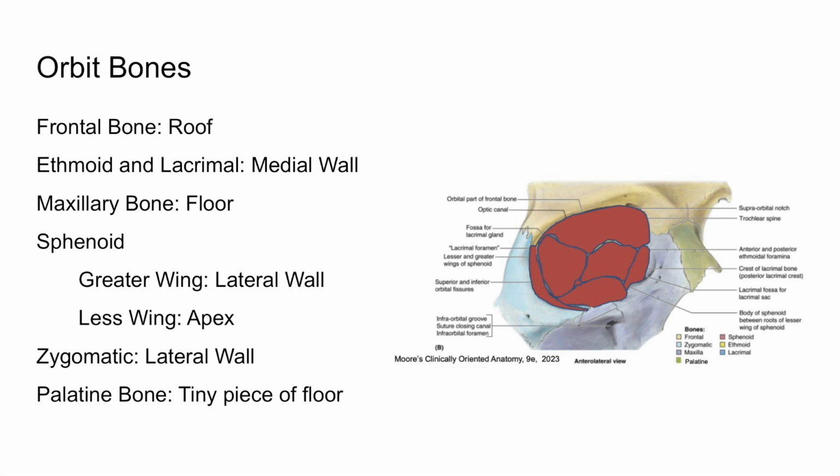double vision. The lateral wall, in contrast, is strong and protective, formed by the zygomatic bone and the greater wing of the sphenoid. Because of its strength, it's less commonly fractured and serves as a protective barrier against lateral trauma. The sphenoid bone also contributes critically to the apex of the orbit via its lesser wing.